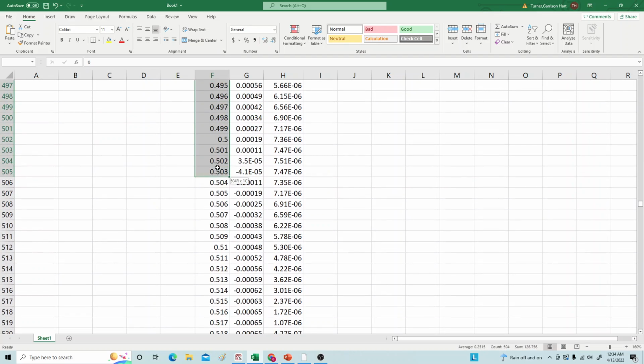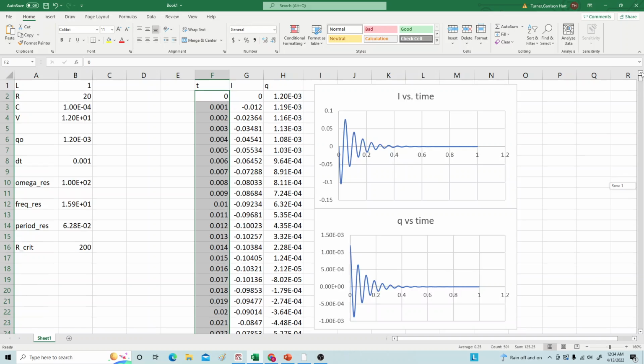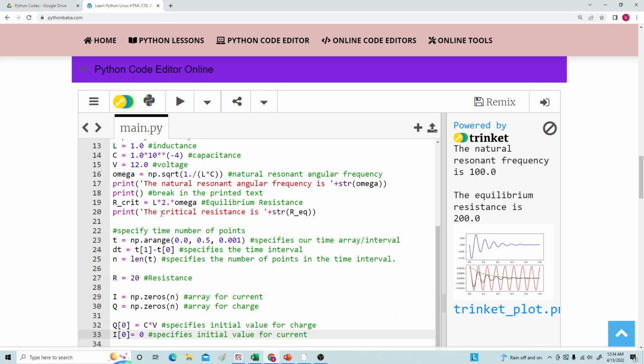Come back up. So, okay, 0.5. How many points in this array do I have? Well, if I count backwards from 0.5 down to 0.001, that would be 500 points. The initial time gives me 501 points. So n would equal 501 in this case.